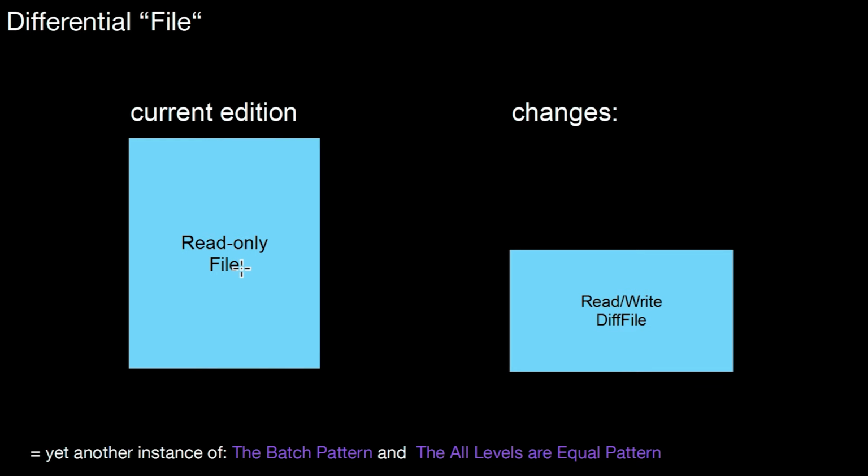And you may already recognize that if you watched my previous videos. This is another instance, yet another instance of the batch pattern. Rather than applying those changes individually, we apply all of those changes at the same point in time. Therefore, differential files is another instance of the batch pattern. And it's also an instance of the "all levels are equal" pattern. And this is the reason why this is presented in quotes here. This is a technique that does not only work for files.